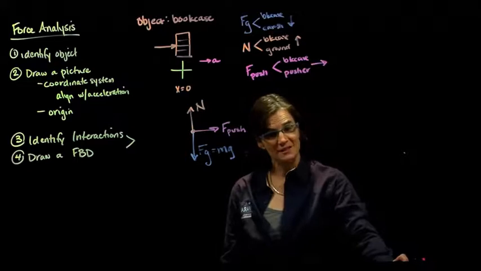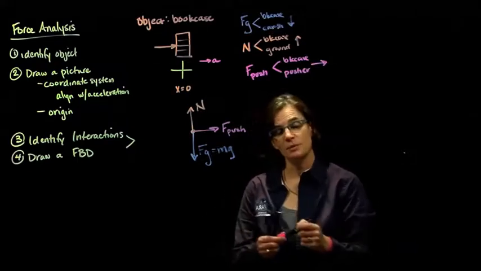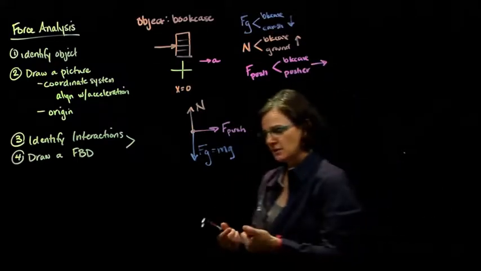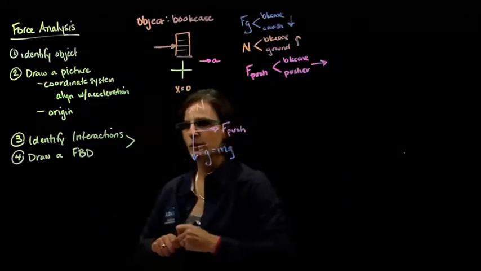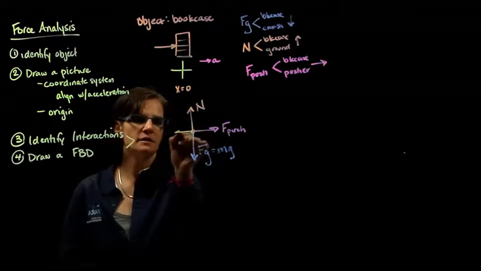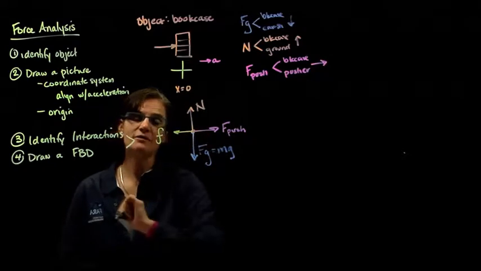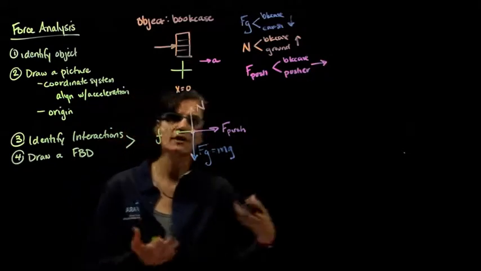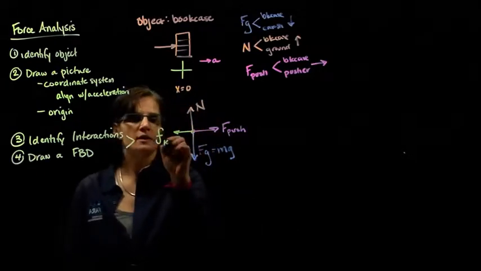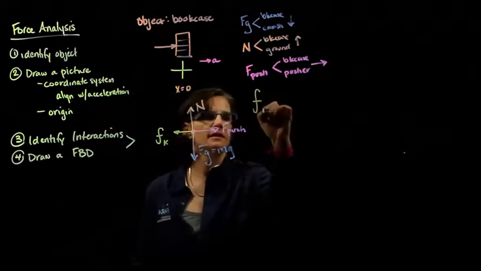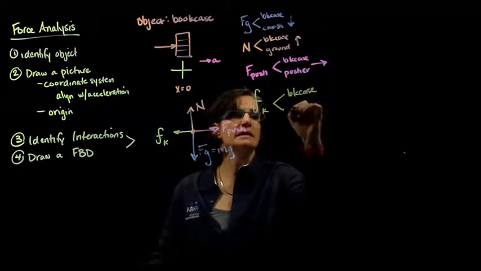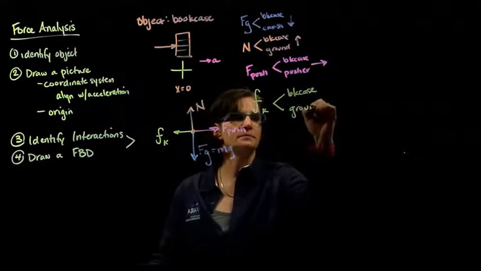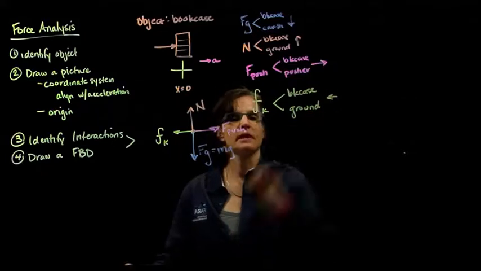Now, friction is always in the direction opposite the motion or the intended motion. In this example, if the object is accelerating and moving to the right, then the friction must be to the left. What type of friction is it? If I've gotten the object to move, then this must be kinetic friction between the bookcase and the ground. And it's to the left.